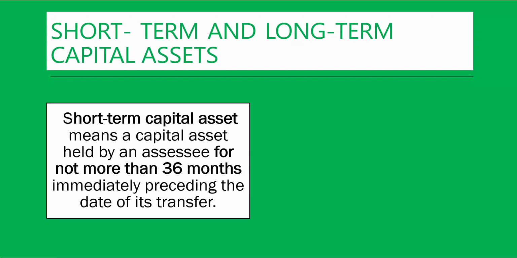So we'll talk about that. A short-term capital asset means a capital asset held by an assessee for not more than 36 months immediately preceding the date of its transfer. Now, this is a general definition. There are some exceptions to that. Some periods come to 1 year or 2 years also. So if you are holding an asset for less than 36 months and then you sell it, it's short-term. Whatever income you're drawing is called a short-term capital gain.